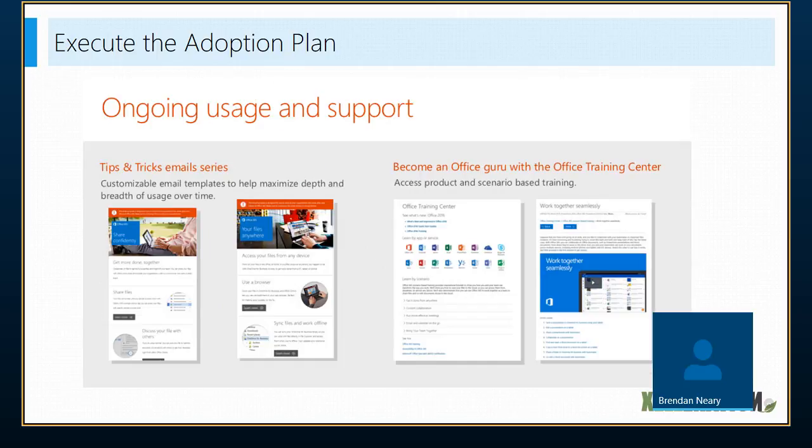Let's talk about also the ongoing usage and support. Certainly you can do some nice tips and tricks emails to help people stay engaged even after the launch. Keep them aware of some of the things that they can do with the technology that they may not yet be doing. So again, it's that evolution of how they use the technology over time. And then also, you can leverage some of these product and scenario-based training tools at the Office Training Center. Microsoft has some really good training tools that you can leverage online for Office 365. So there are a couple of other areas you could also leverage.